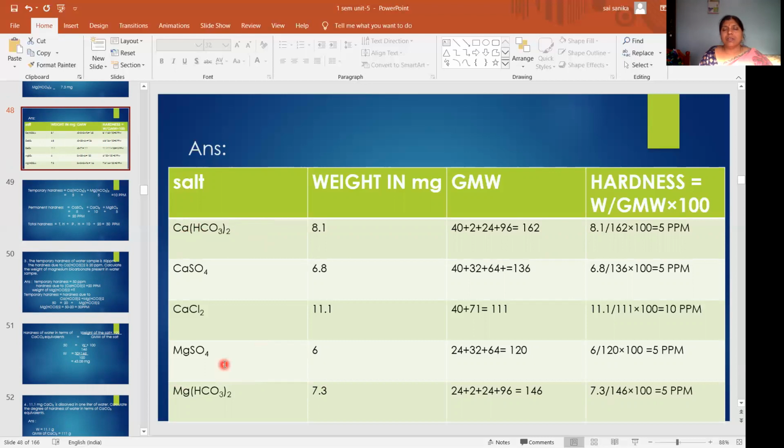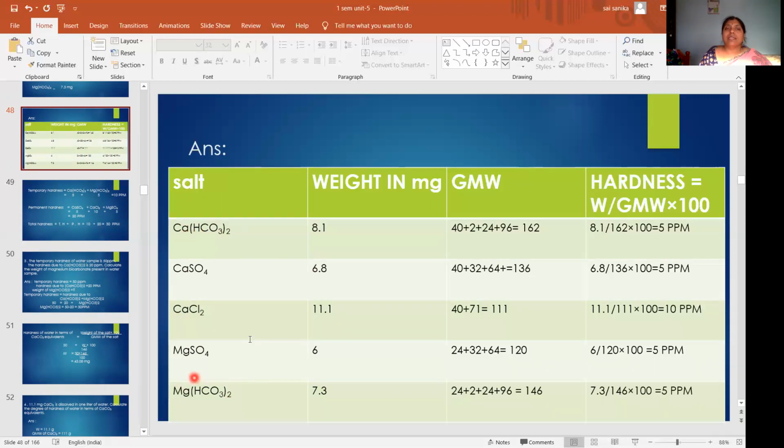Like this also you can get a question: name the salts which cause temporary hardness. These two salts give temporary hardness and the remaining salts, sulfates and chlorides, give permanent hardness. If you know the definition of temporary hardness and permanent hardness, or the salts which cause temporary and permanent hardness, you can write down what is temporary hardness and what is permanent hardness.